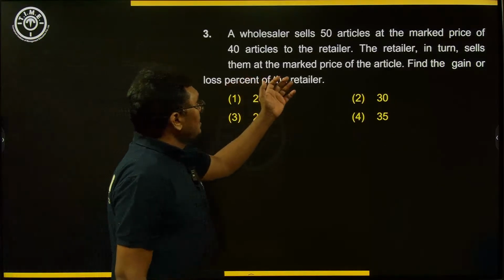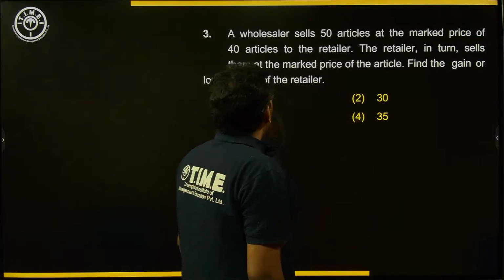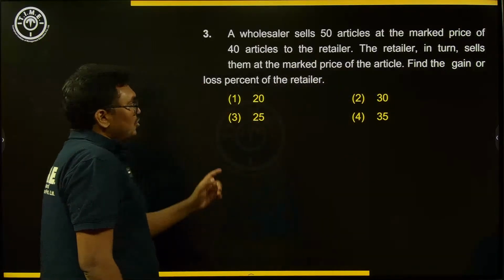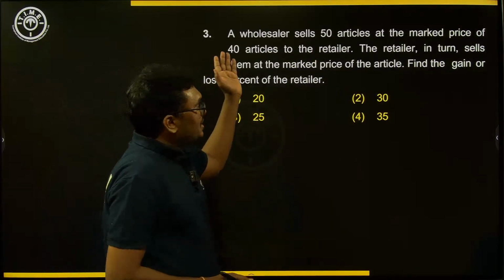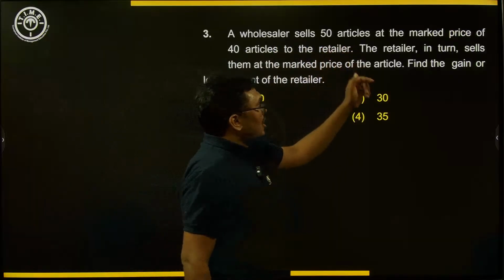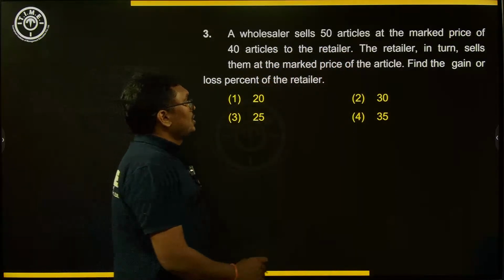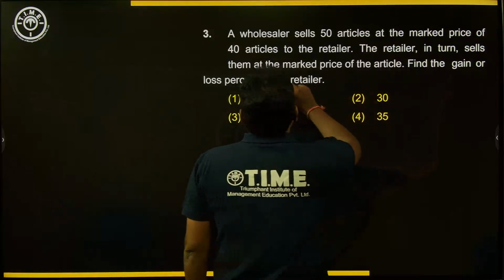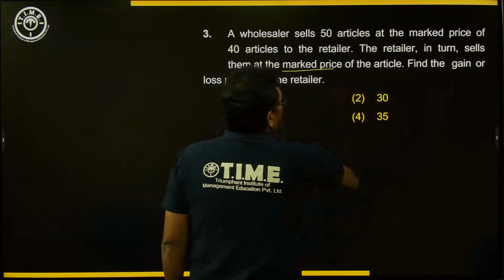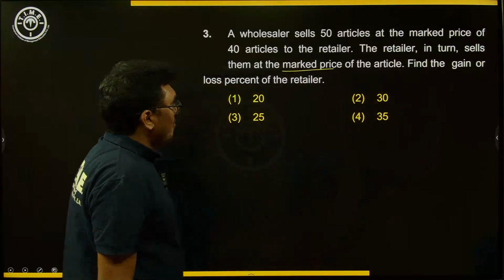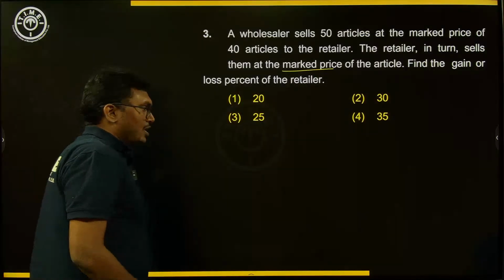See the third question. A wholesaler sells 50 articles at the market price of 40 articles to the retailer. The retailer in turn sells them at the market price of the article. Find the gain or loss percentage of the article.